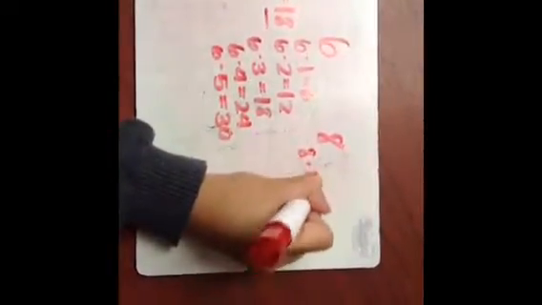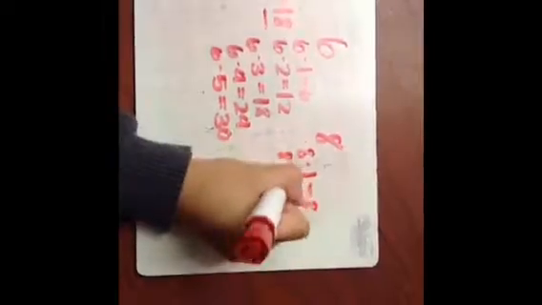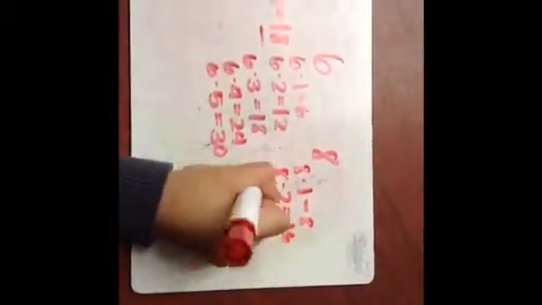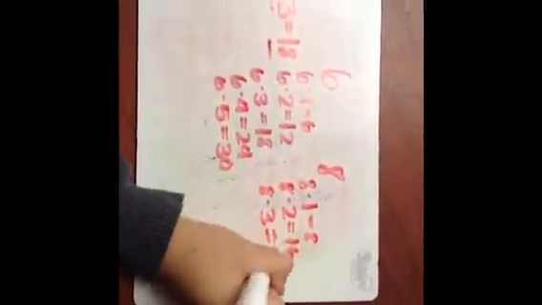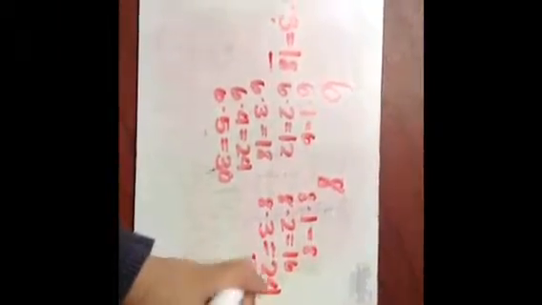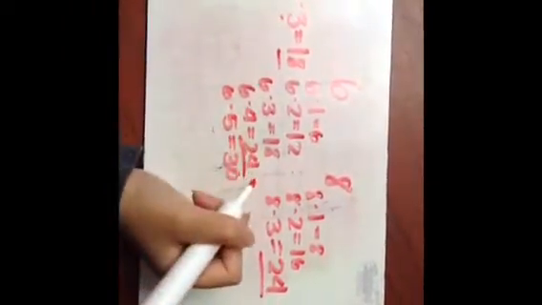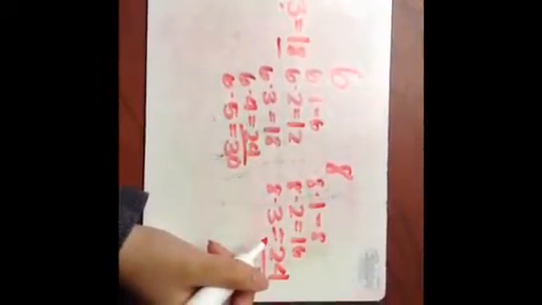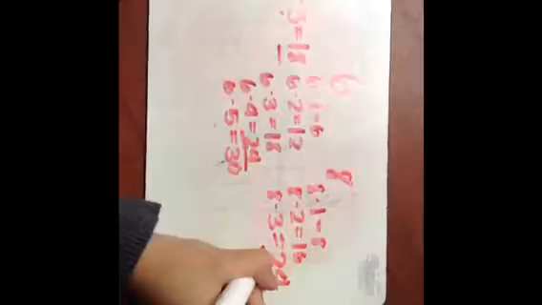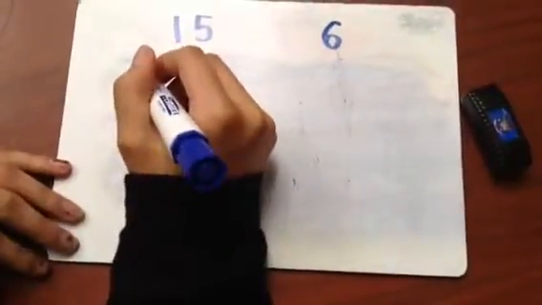8 times 1 equals 8. 8 times 2 equals 16. 8 times 3 equals 24. Now we can see we have an LCM of 24 because it is the first common product we see out of these two sets. 24 is your LCM.